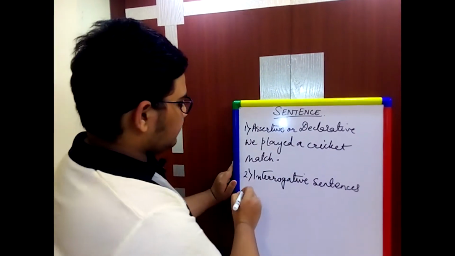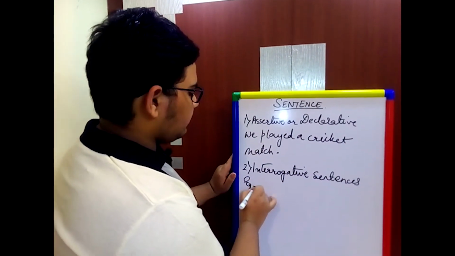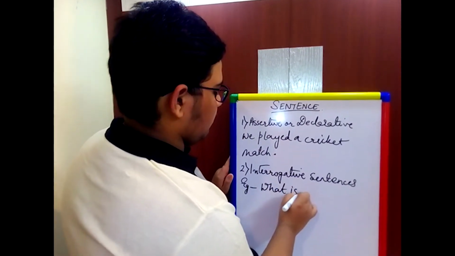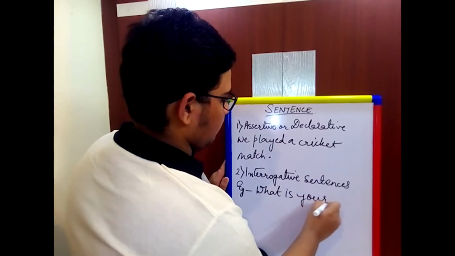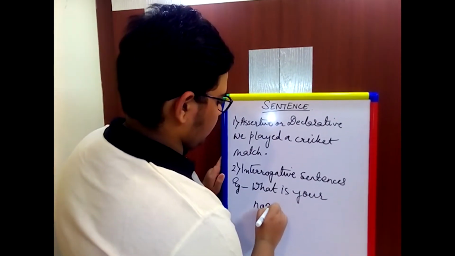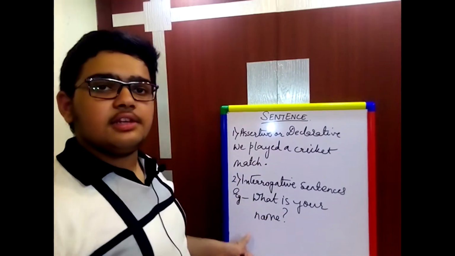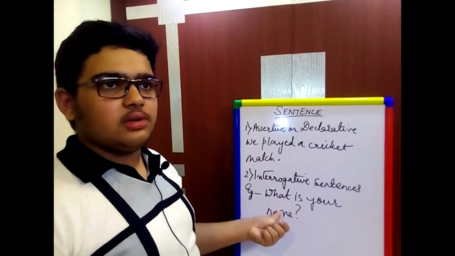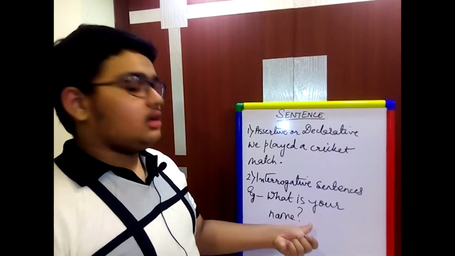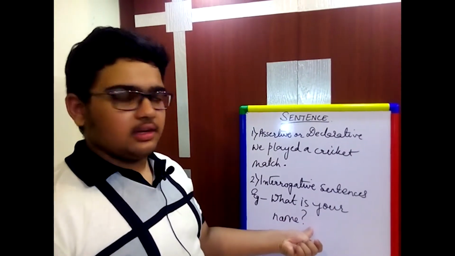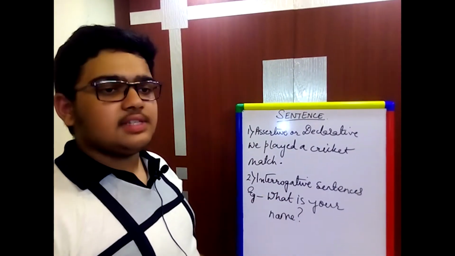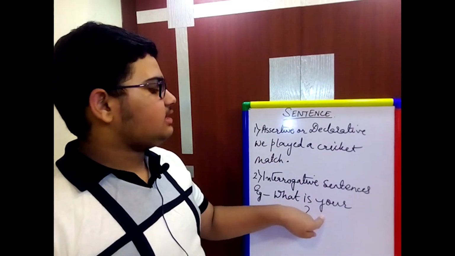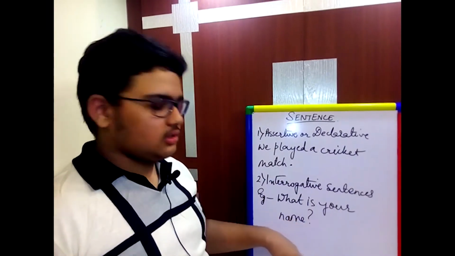Now, for example, we can take a sentence. This is an interrogative sentence as it is starting with a question word, and second, it has a question mark at the end. So the feature of interrogative sentence is that it must have a question mark at the end, and the sense must tell that we are asking a question.